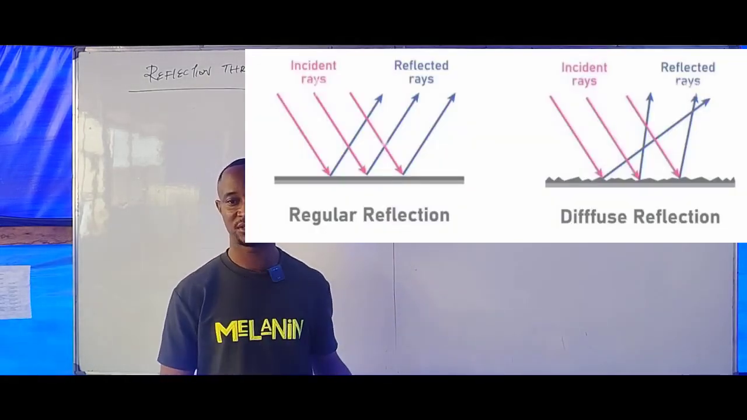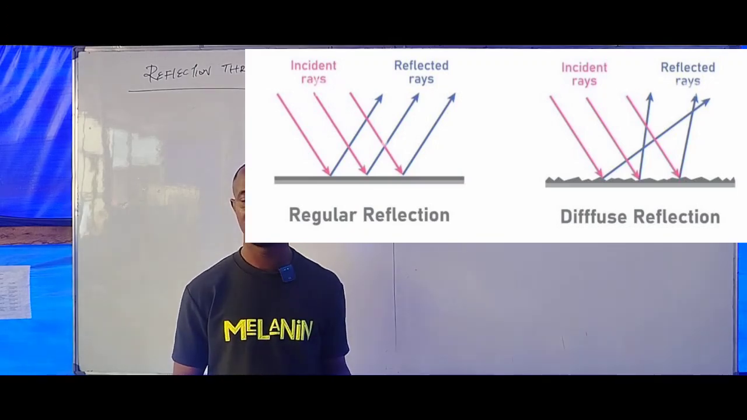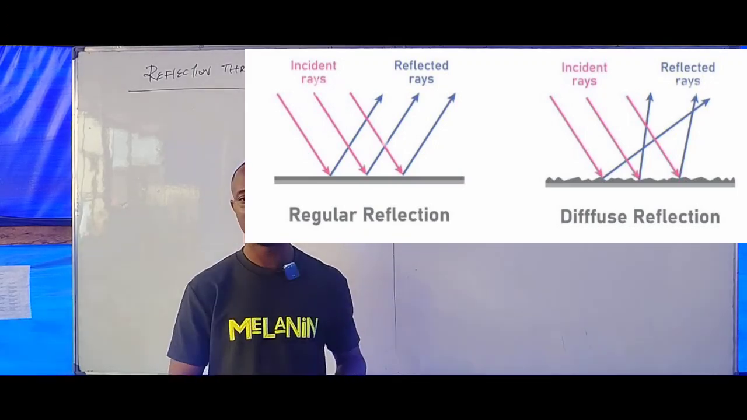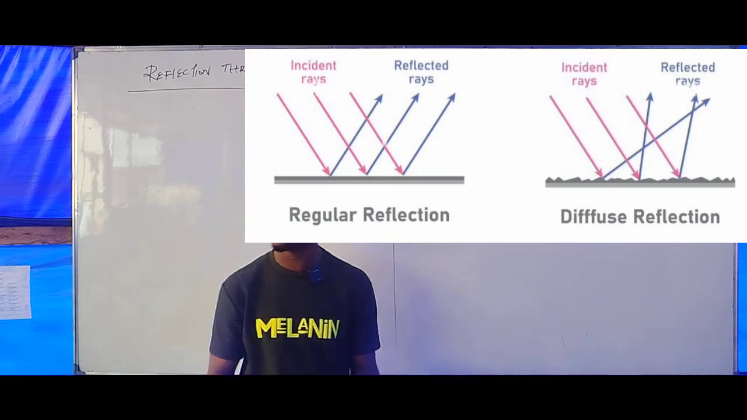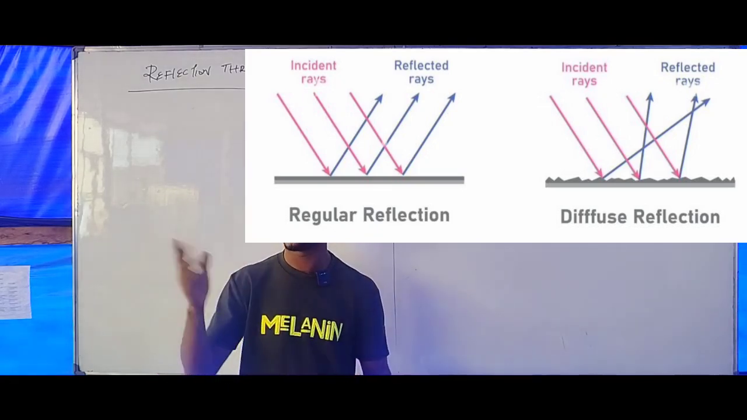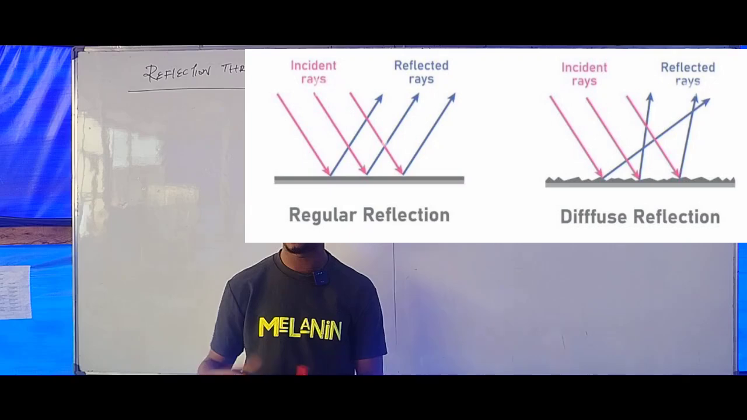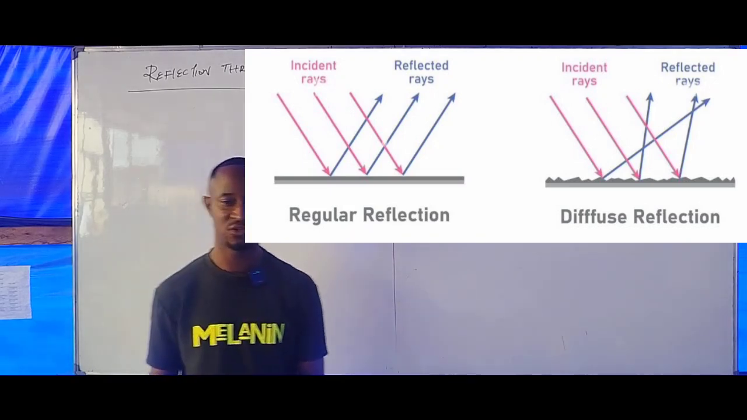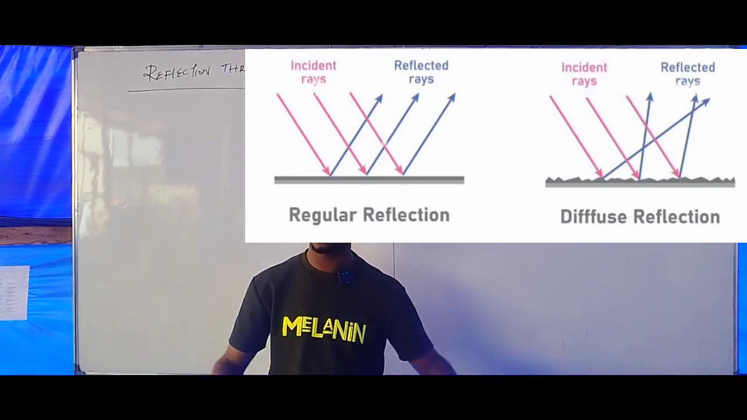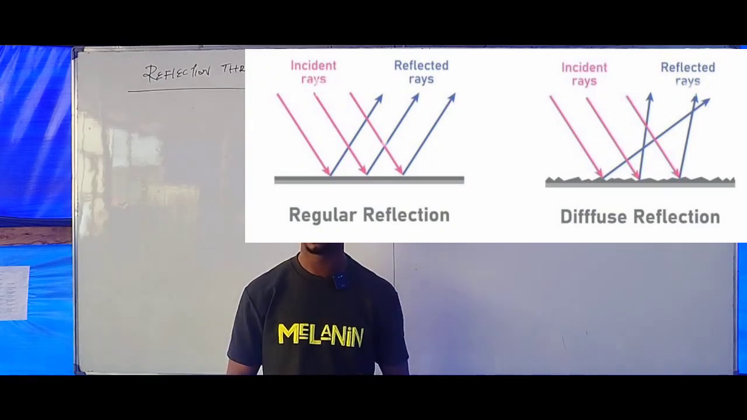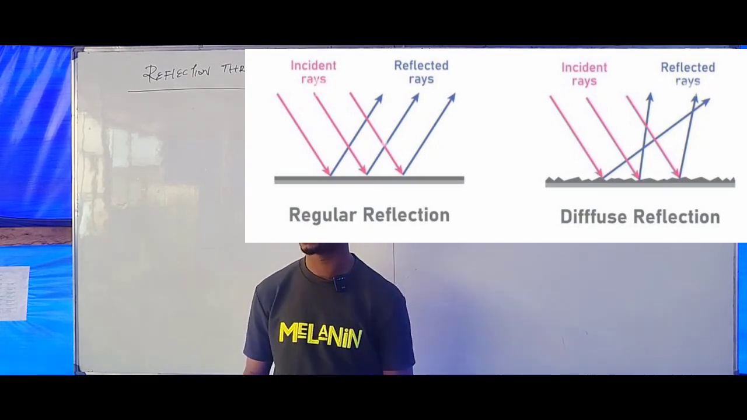We have the regular reflection and the scattered reflection. Regular simply means that when parallel light rays are incident on a smooth surface, they reflect back as parallel rays in one direction. We call that regular reflection. Then we have diffuse reflection. Diffuse means when parallel rays are incident on a rough surface, they reflect back in different directions. That's called scattered, also called diffuse reflection.